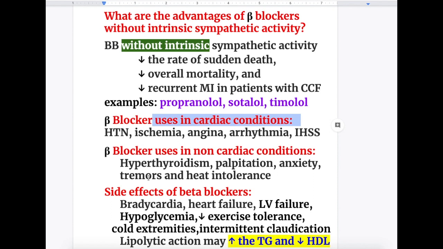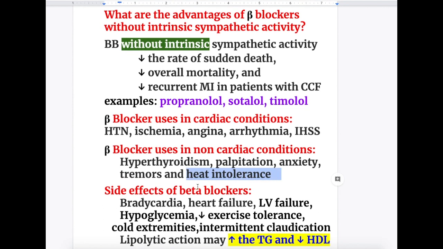What are the cardiac conditions in which beta blockers are used? Hypertension, ischemic heart disease, angina, arrhythmia, and idiopathic hypertrophic subaortic stenosis. Now, what are the beta blocker uses in non-cardiac conditions? Hyperthyroidism to control the heart rate, atrial fibrillation, palpitation, anxiety. They are used in anxiety, tremors, and heat intolerance because they cause peripheral vasoconstriction.